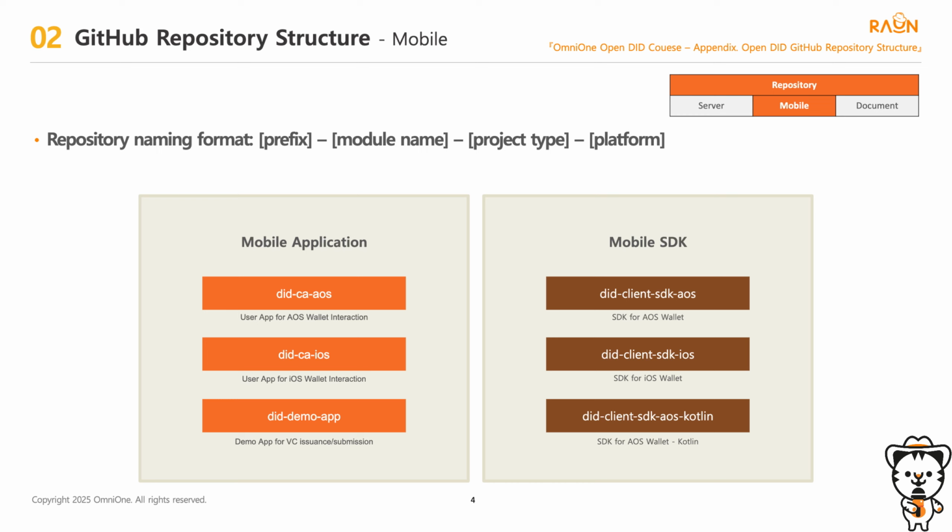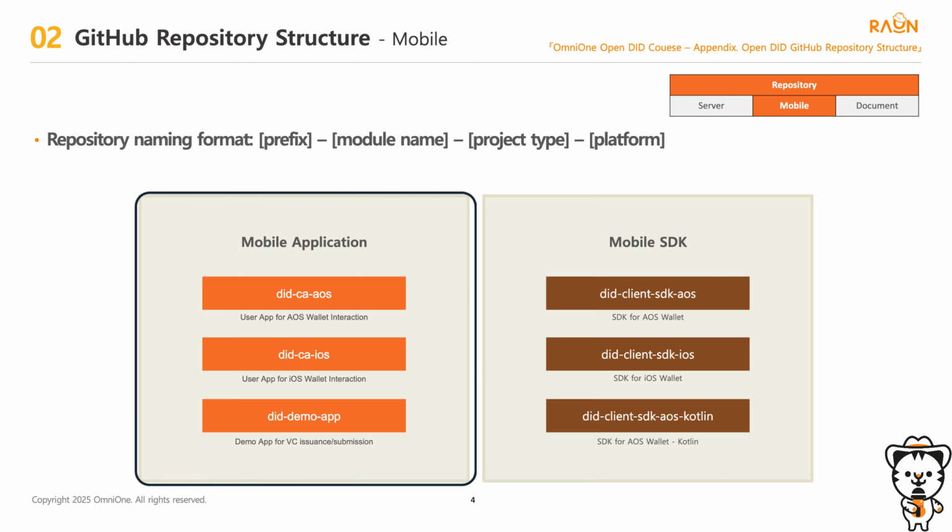Next is mobile. Mobile is also divided into application and SDK. First, inside the application, there are the Android authorized app, the iPhone authorized app, and a demo app that allows one to experience the app in a demo form on the web.